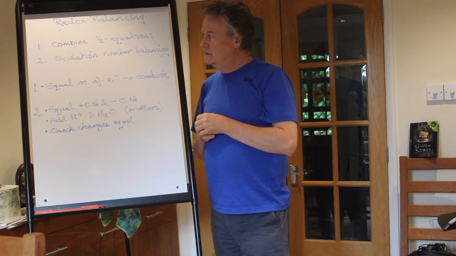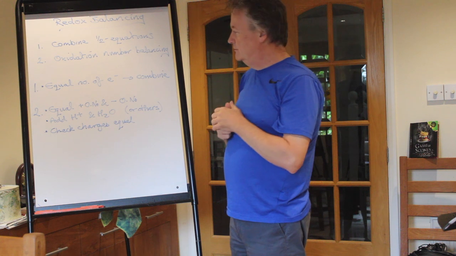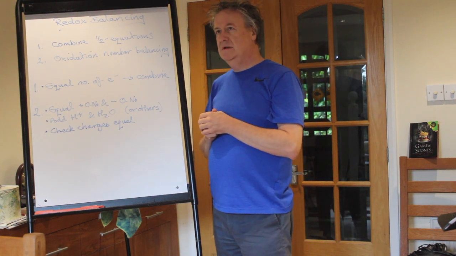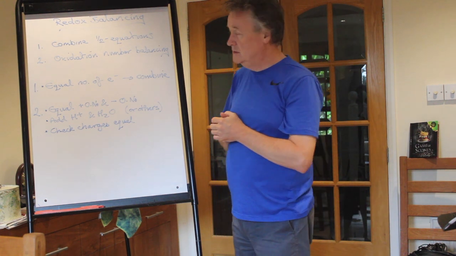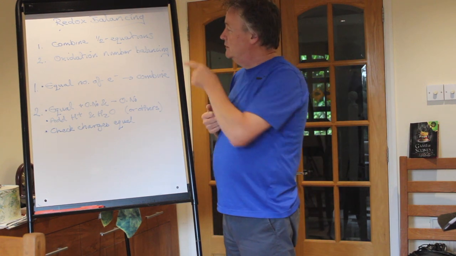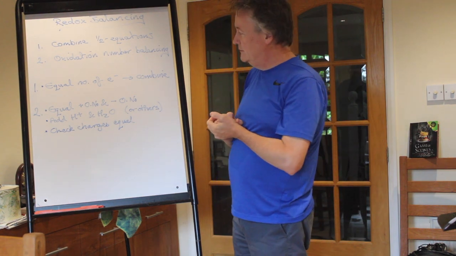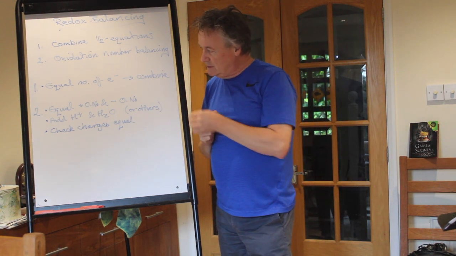A slightly more convoluted one is the second one, oxidation number balancing. This is the one that people find a little bit more difficult, but when you're presented with an unbalanced redox equation, you can't do the first one because you haven't got the half equations. So you're going to have to go for the oxidation number balance. And here's the three things you have to do.